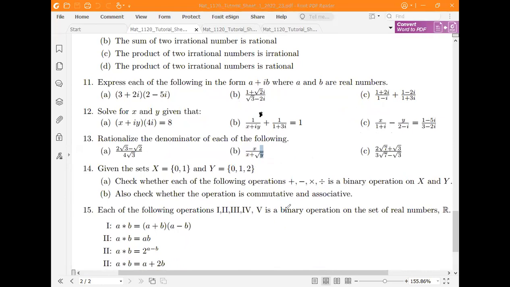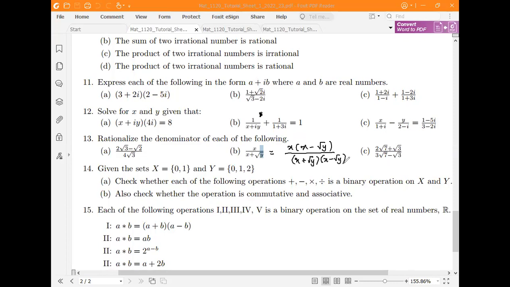So you multiply x minus the root of y over x plus root y, multiplied by x minus root y.